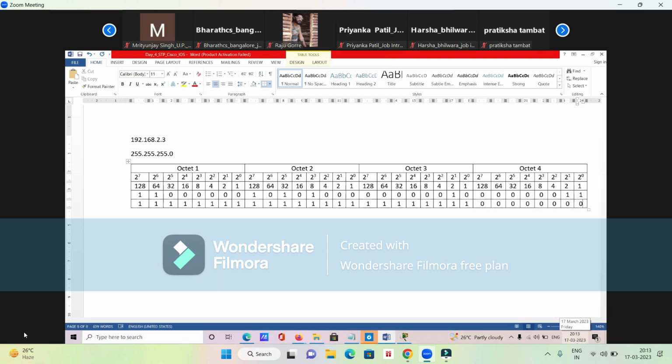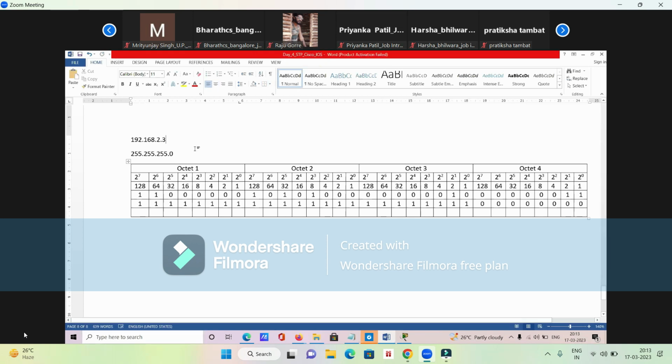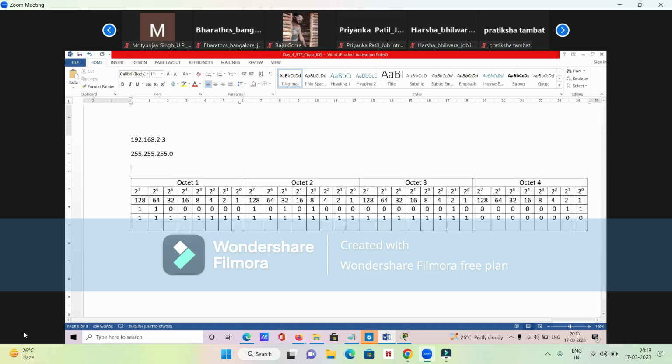Fine. Now, if I convert both the numbers into binary, what are we going to do? In the third row, we are going to perform something called the AND operation. We perform the AND operation here.